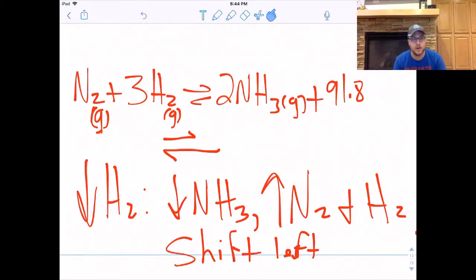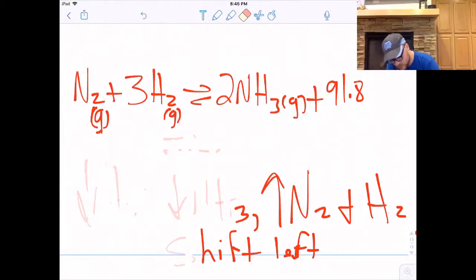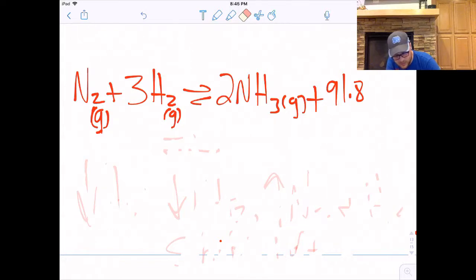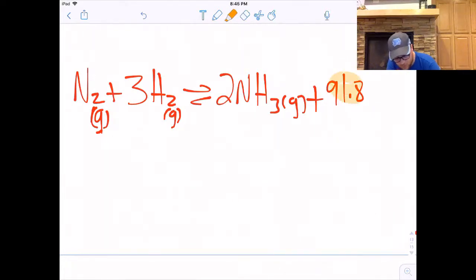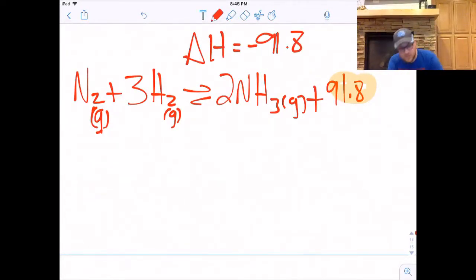Temperature is the same thing as concentration. Identify where your heat is. We said the delta H here was negative 91.8, which means heat is being released. So if you increase the temperature or you increase the heat, you will see this shift away from temperature. You increase the concentration of X, you shift away from X. And we can include temperature here. So even though we're not increasing the concentration of heat, it's the same idea as concentration.